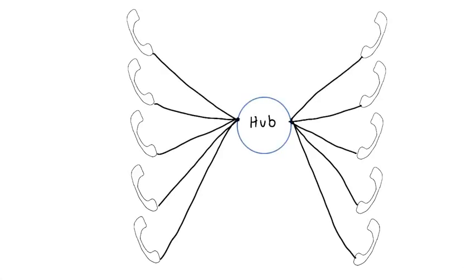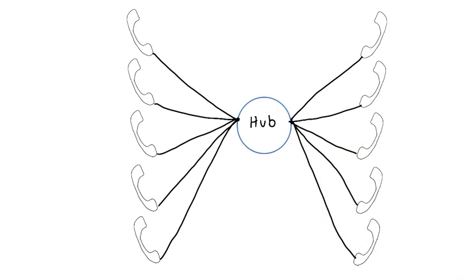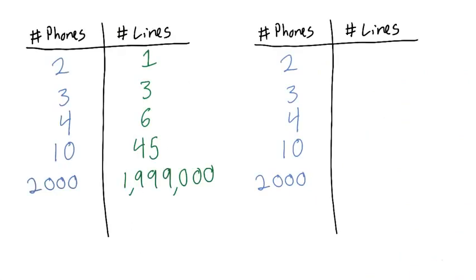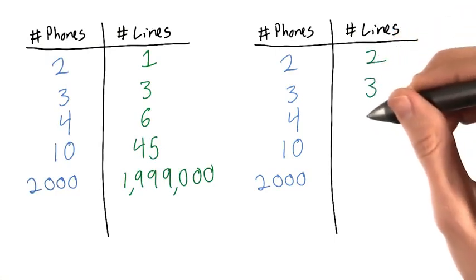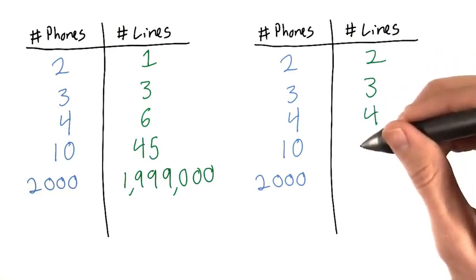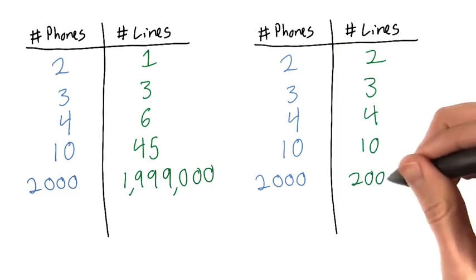Let's make every phone connect to a hub. Now how many connections do we need? Well, if you think about it, for every phone you have, it connects to one thing, rather than n number of things. Let's take a look at our chart again. If we have two phones, our number of connections will be 2. If we have 3 phones, our number of connections will be 3. 4 phones will be 4, 10 will be 10, and 2,000 will be 2,000.